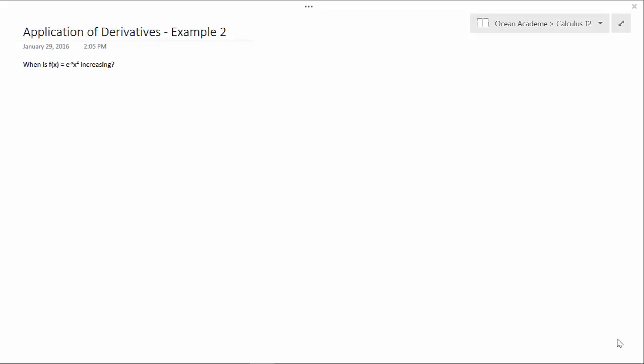When is the function Euler's number, or the mathematical constant, to the power of negative x times x to the power 4 increasing? So to find out where this is increasing or decreasing, we have to take the derivative. So I'll just write f prime x equals.